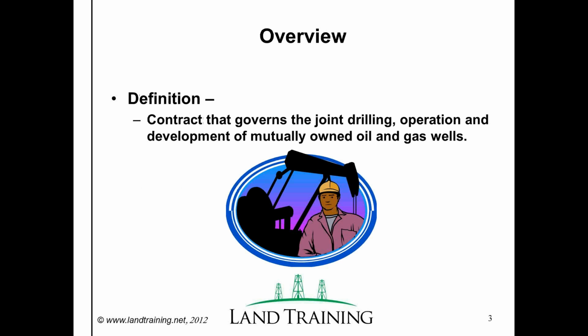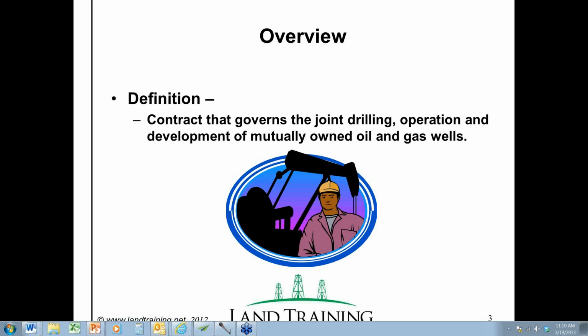All right, so let's begin with just a general working definition of the joint operating agreement. The joint operating agreement is an oil and gas contract, and it's governing the joint drilling operation and development of mutually owned wells. So it is for working interest owners. This is what we use when there are more than one owner in an area.